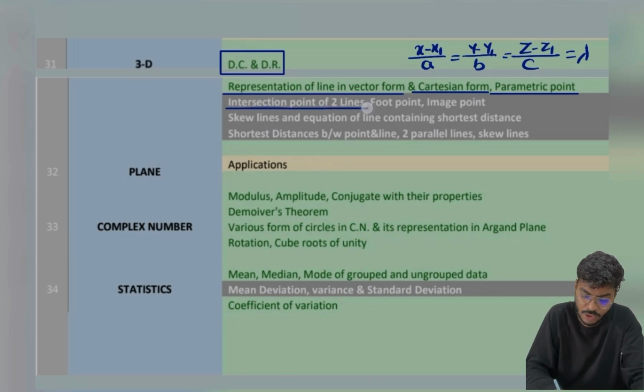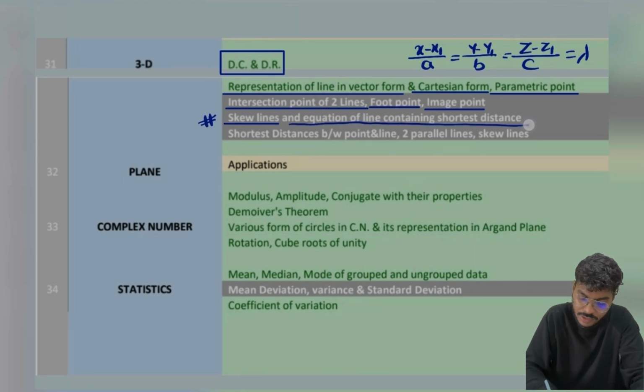Intersection of two lines, how to find? You should remember the parametric point, compare. Foot point, how to find? Image point, how to find? Skew lines, very important topic. What do you mean by skew lines? Equation of a line containing the shortest distance between the skew lines.